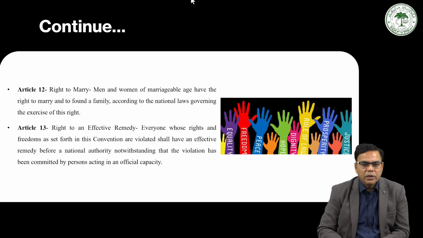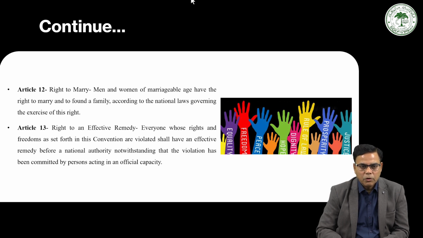Article 12, right to marry. Men and women of marriageable age have the right to marry and to found a family according to the national laws governing the exercise of this right. So what is important to mention here is that men and women of marriageable age have been mentioned. But these days a lot of debate and discussion is there on the rights of sexual minorities, meaning transgender, bisexual, lesbian, and gay people. The debate is that they should also have these rights.